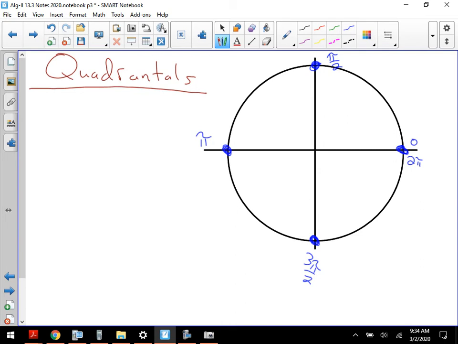Now, what is my value of y when I'm on the x-axis? 0. What's the value of x when you're on the y-axis? 0. So I know that no matter what, the ordered pair here is going to be something, comma, 0. Over here it'll be something, comma, 0. Here it's 0, comma, something, and here it's 0, comma, something. Everybody okay with that?